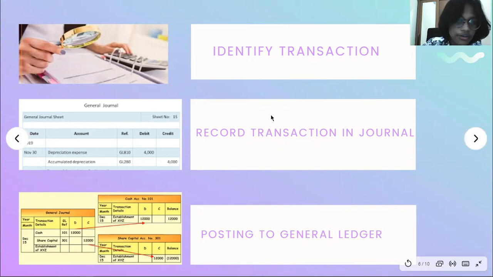Next is record transaction in a journal. Next comes recording of transactions using journal entries. The entries are based on the receipt of an invoice, recognition of sale, or completion of another economic event.